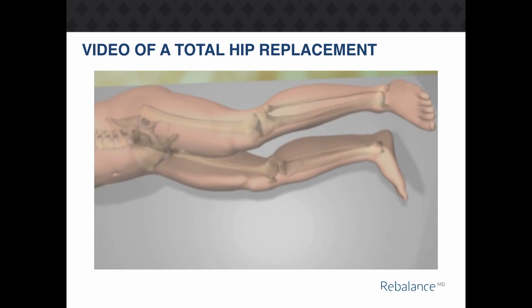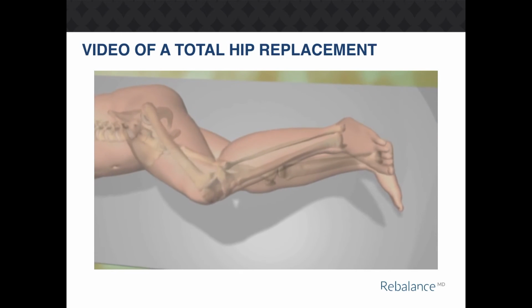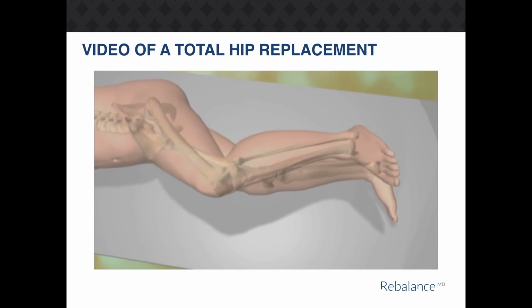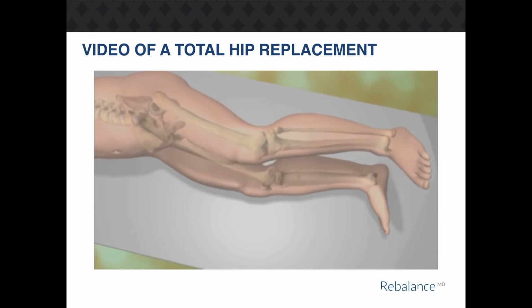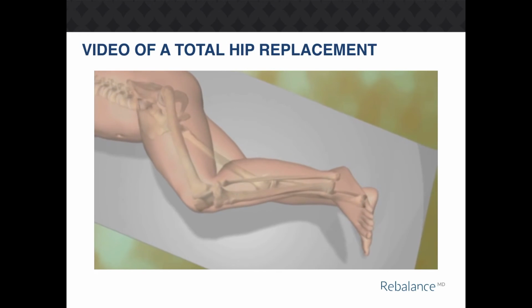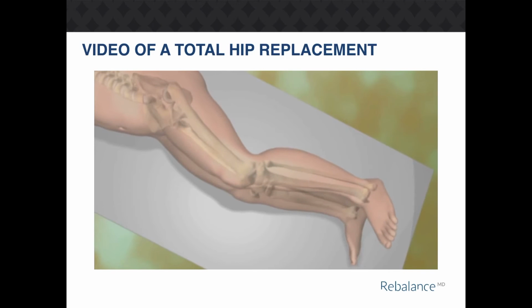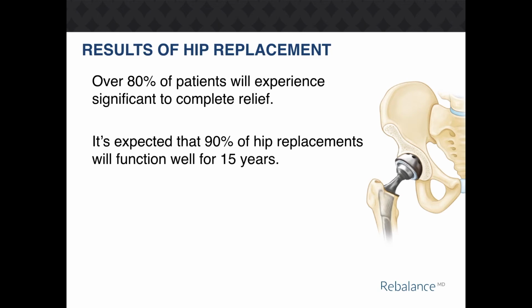During and after surgery, the surgeon verifies the correct fit and range of motion of the hip replacement components. By mimicking the anatomy and functioning of the natural hip joint, hip replacement can reduce pain and permit a return to many activities. Over 80% of patients will experience significant to complete relief following hip replacement surgery. It is expected that 90% of hip replacements will function well for 15 years.